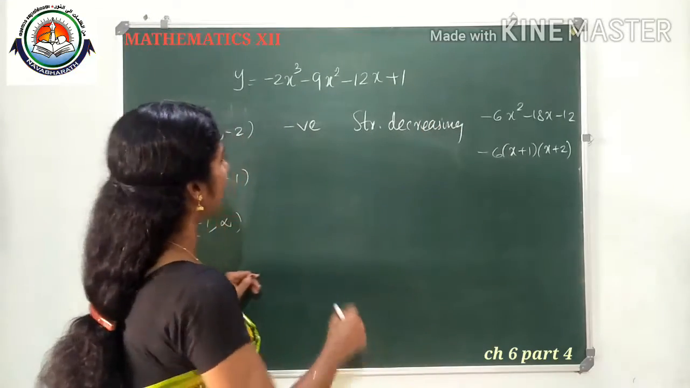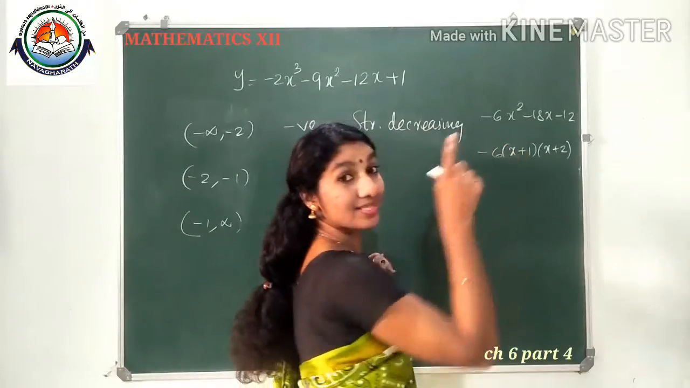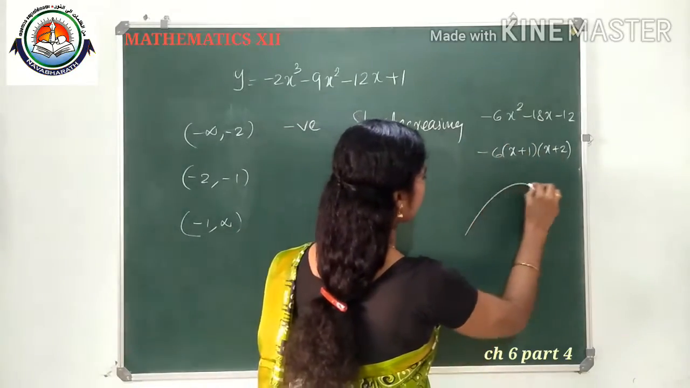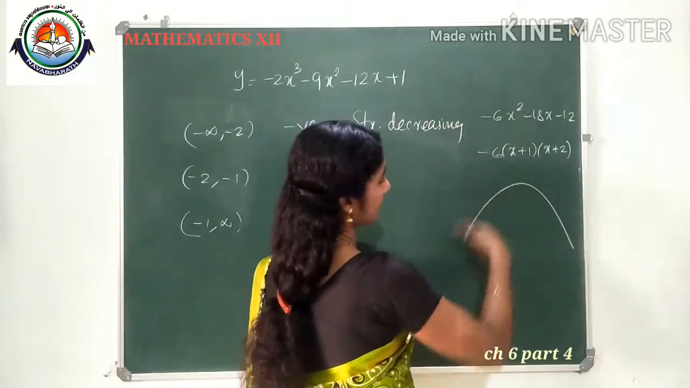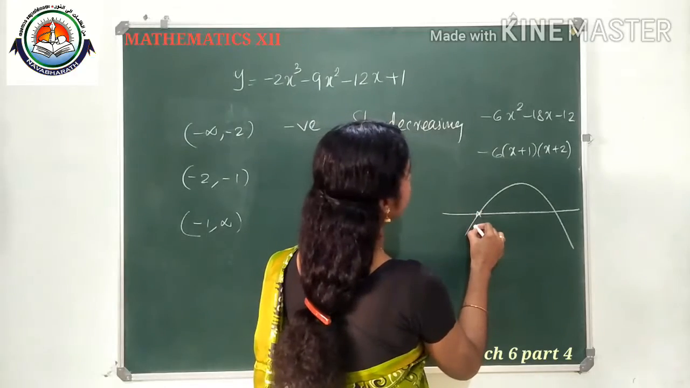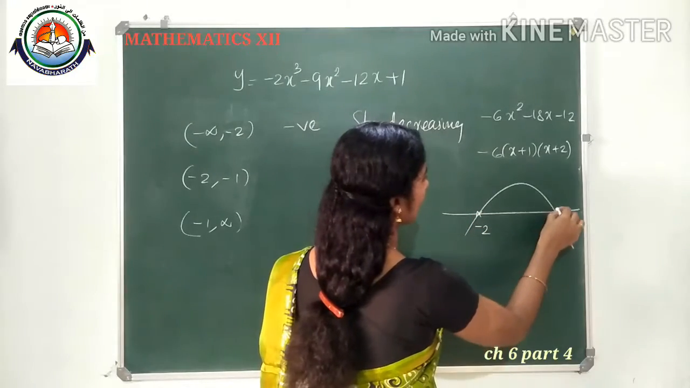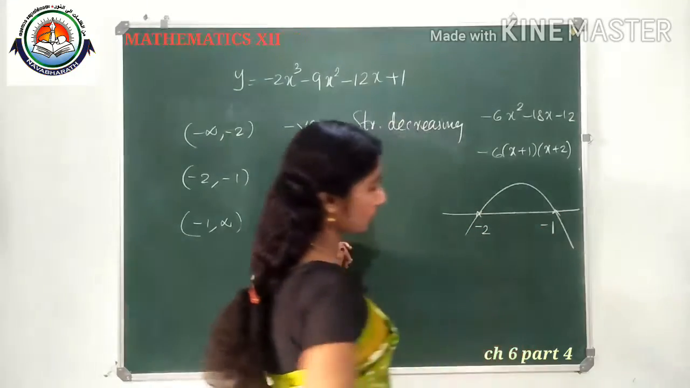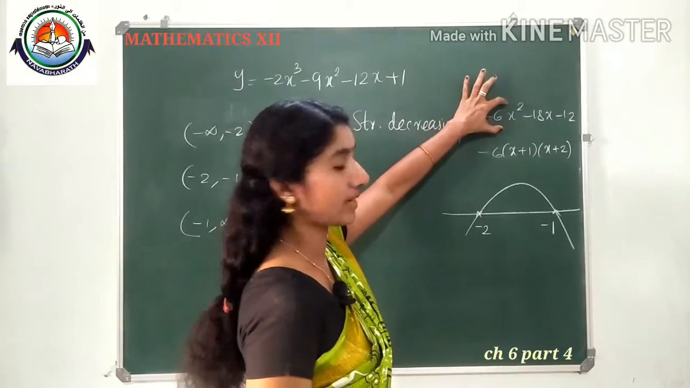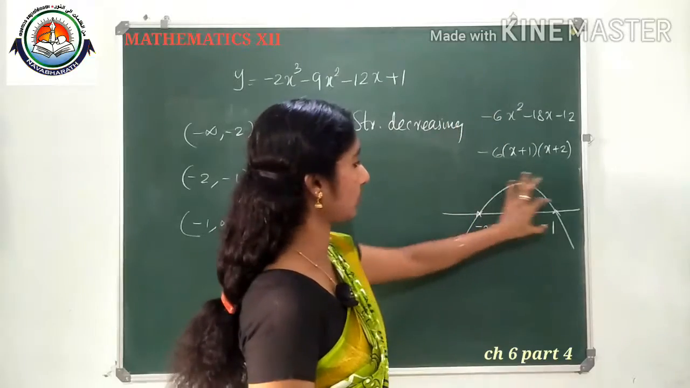This is actually a quadratic curve. See, dy by dx is a quadratic curve, and a quadratic curve is familiar to us. So this is the curve, minus 6x square, so this type of parabola will come. At minus 2 it is 0 and at minus 1 it is 0. That means this dy by dx value is equal to 0 at minus 2 and minus 1.